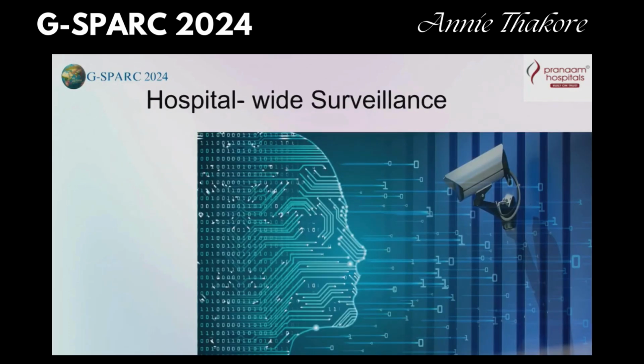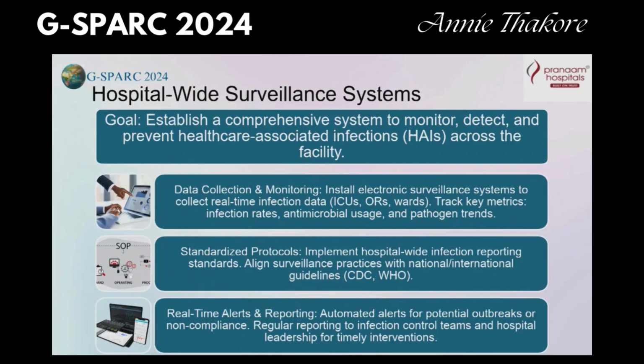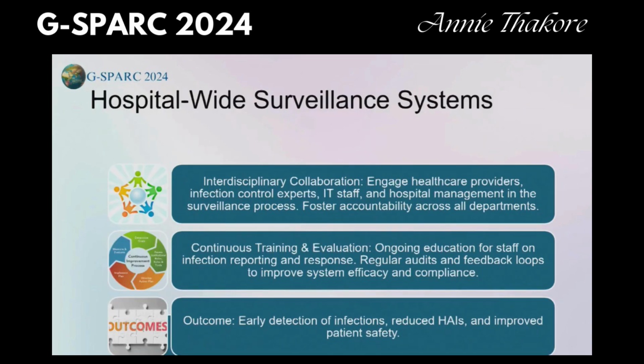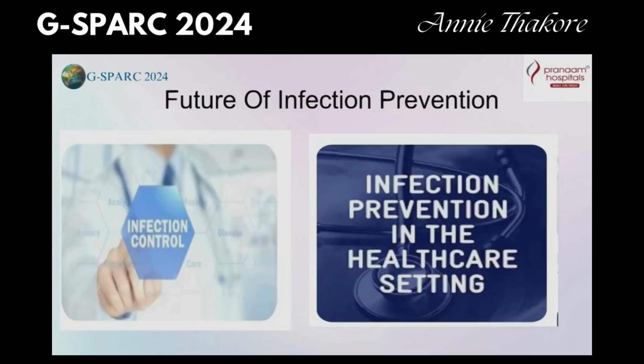And then surveillance. This is something we need to do. We need to monitor. We establish a comprehensive system to monitor, detect, and prevent healthcare-associated infections through data collection, standardized protocols, real-time alert reporting, interdisciplinary collaboration, and continuous training and evaluation. And what will be the outcome? The outcome will be the early detection of infection, reduced HAIs, and improved patient safety.